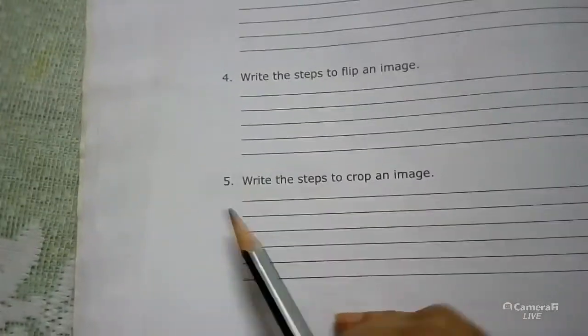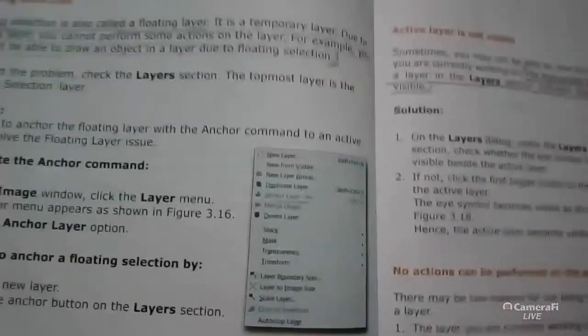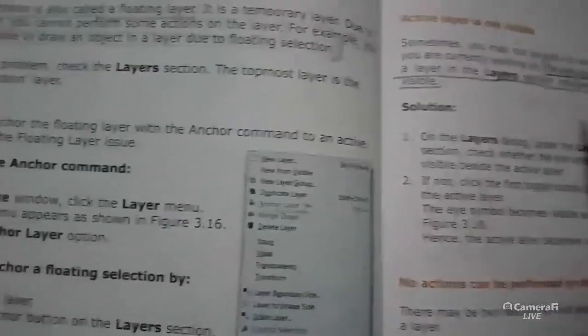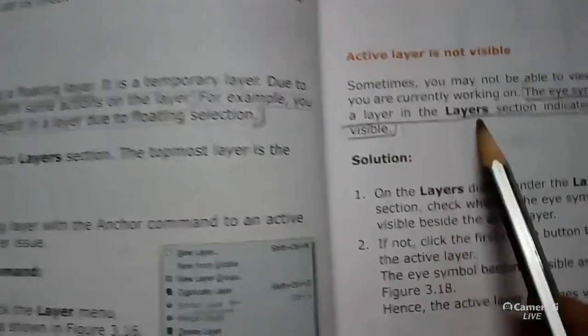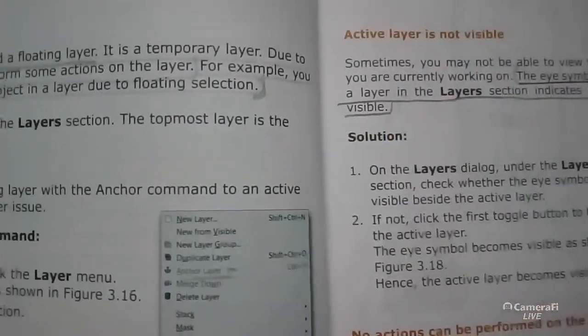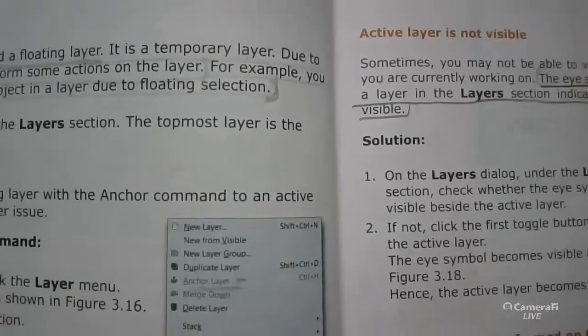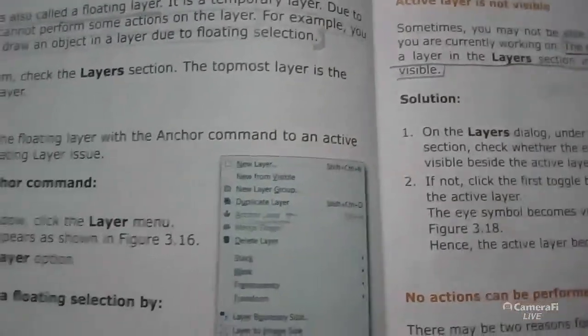Now question number 3. How can you detect that a layer is active? When I was teaching, what I told was that when an eye symbol is visible at the side of the layer name, you can understand that it is active. The eye symbol beside a layer in the layers section indicates that it is visible, and this is the answer to question number 3.